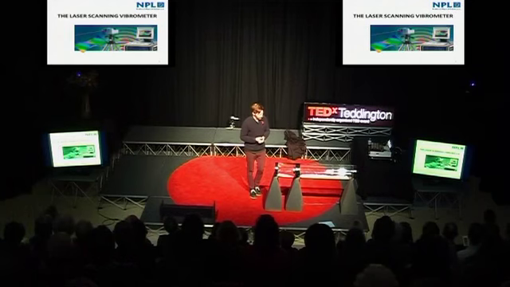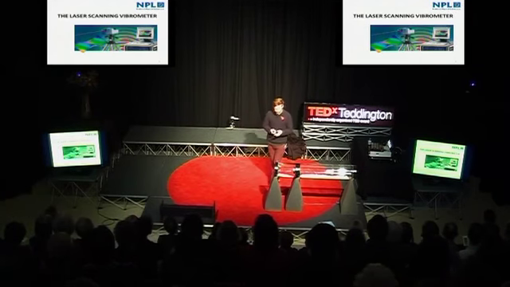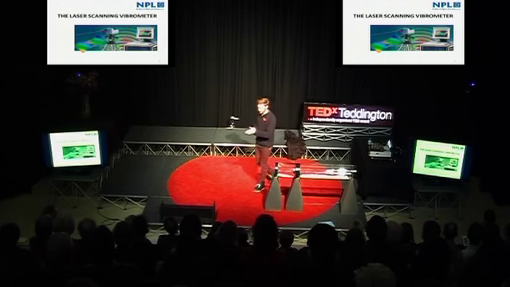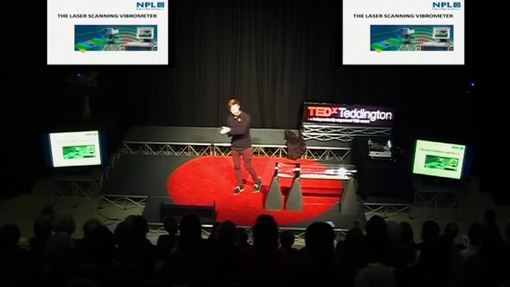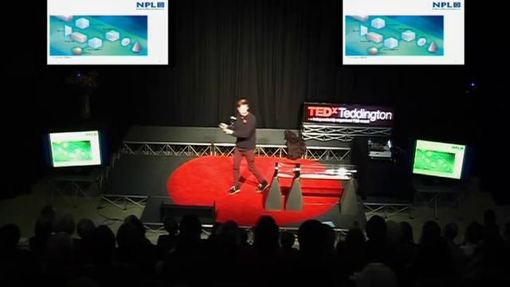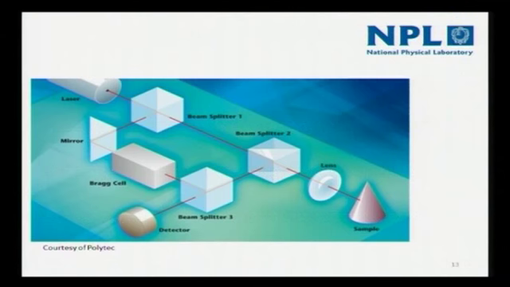Okay, so we've been working on different measurement techniques. And one of the things that we came across was what's called the vibrometer. Now this is basically a laser that fires out onto an object, and I'll try and explain this as best I can. So you've got a laser coming out.